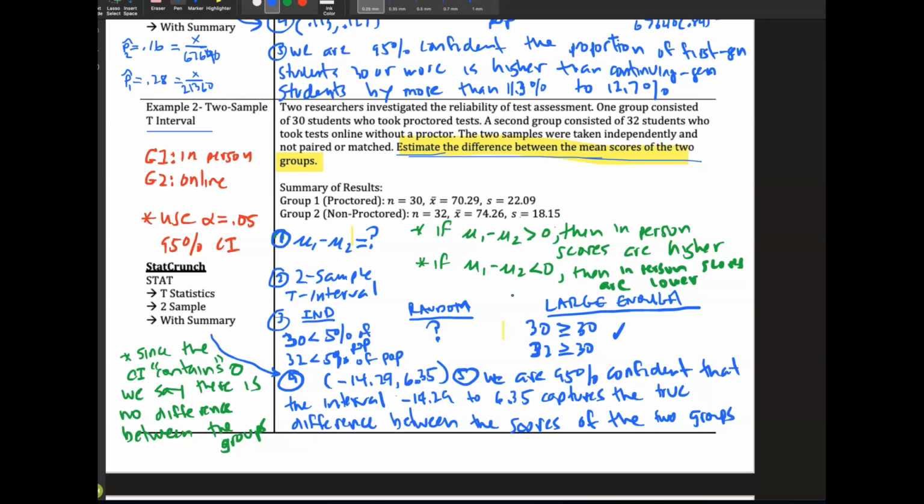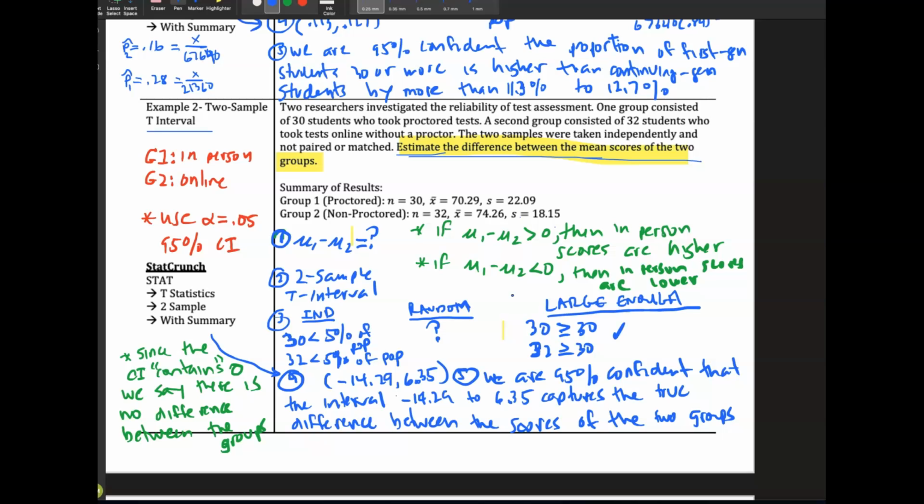finding the differences, estimating the differences between 2 groups who take tests. One who does it online, proctored, and one who does it online, like in person, proctored. Someone's watching over you, versus an online version, which we call non-proctored, and you have the summary statistics there. And so that's the type of data we would be now entering into StatCrunch.